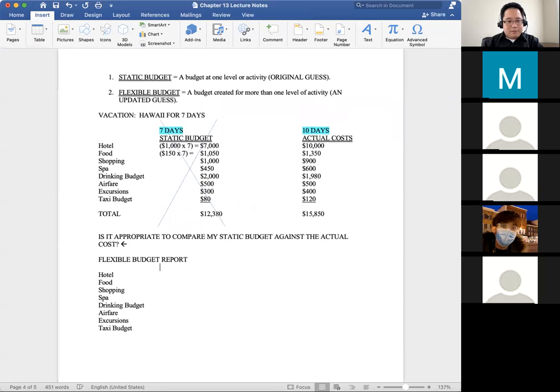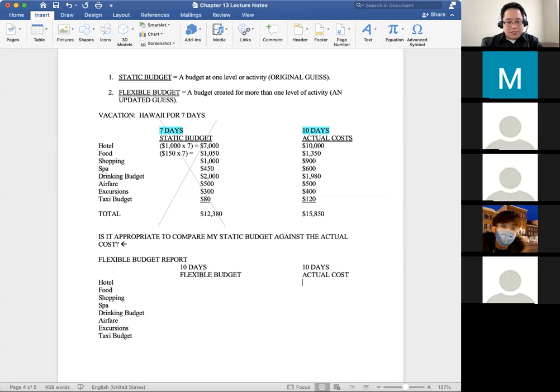Okay, so I want to figure out what is my flexible budget if I stay for 7 days. I want to figure out, 10 days. They already give me my actual cost if I stay for 10 days. And then I can compare. That makes sense.